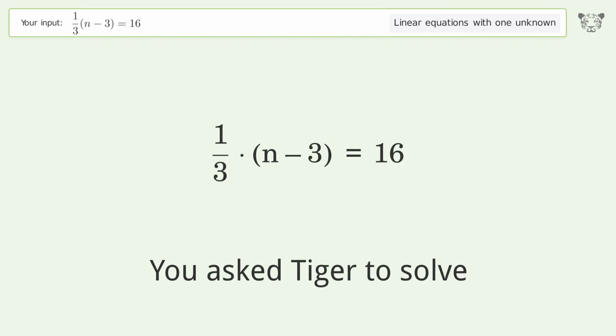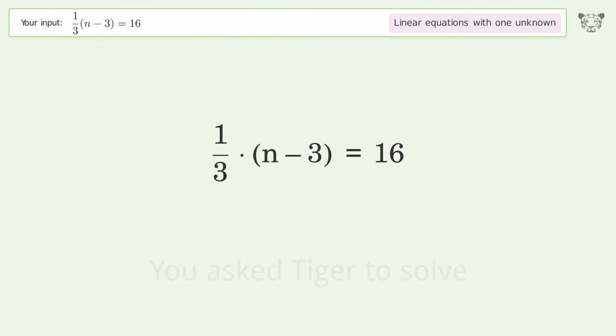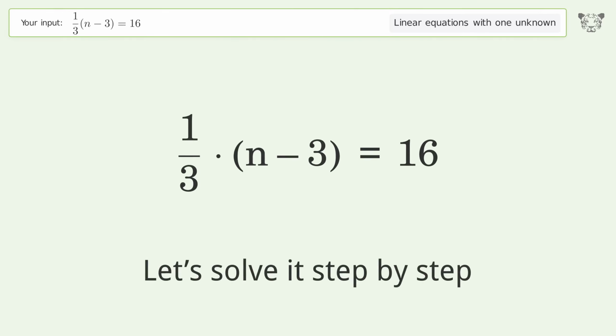You ask Tiger to solve this. This deals with linear equations with one unknown. The final result is n equals 51. Let's solve it step by step.